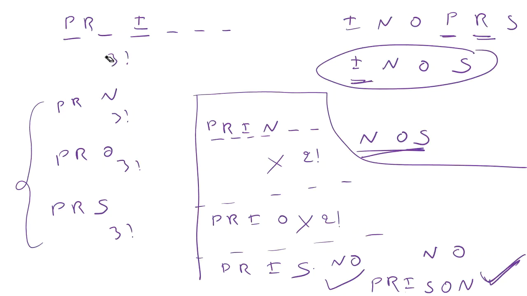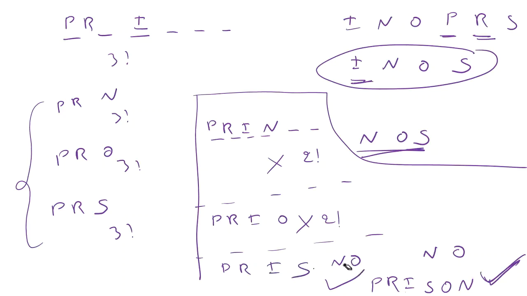So here I have to be a little bit careful, and what I will do is further divide this box. We can further divide this box like this: all the words which begin with PRIN, all the words which begin with PRIO, all the words which begin with PRIS, and so on. Our required word will not be here and will not be here. Our required word will be here only, the box which begins with PRIS. So here we have 2 factorial words, that means 2 words. So what are those 2 words?